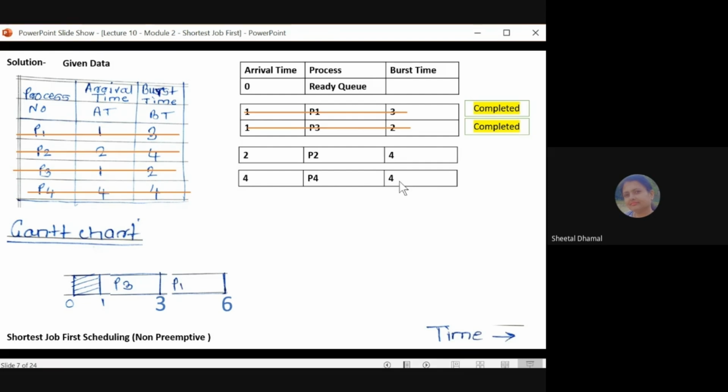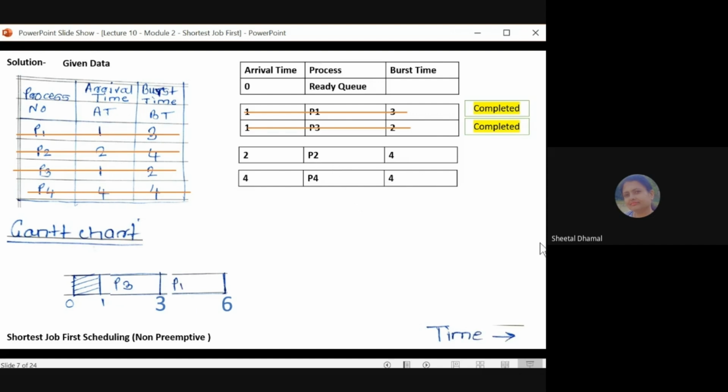Now again, only two processes are there because the execution of P1 and P3 is already complete. So only two processes are there, P2 and P4. Shortest job first, this algorithm compares the burst time of the processes. But here you can observe that the burst time of process P2 and P4 is the same. So how will your algorithm work now? Both the processes are present in the ready queue, but their burst time is also the same. In that case, your algorithm will use the first come first serve approach. So at first it will select P2 and then P4.